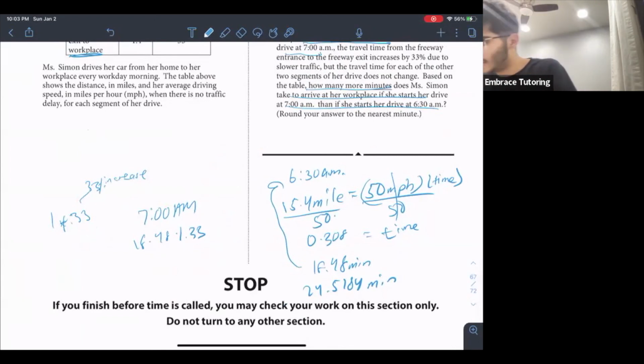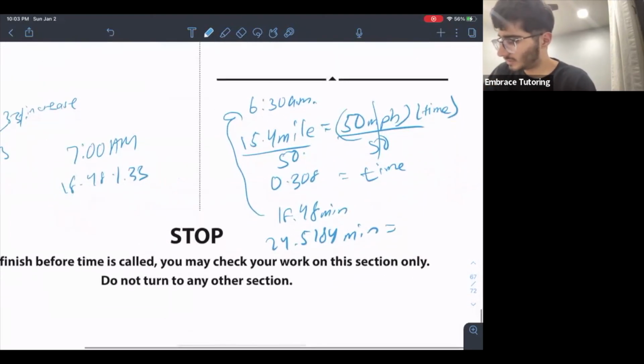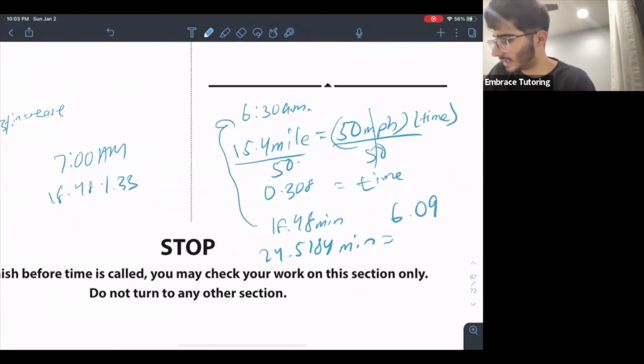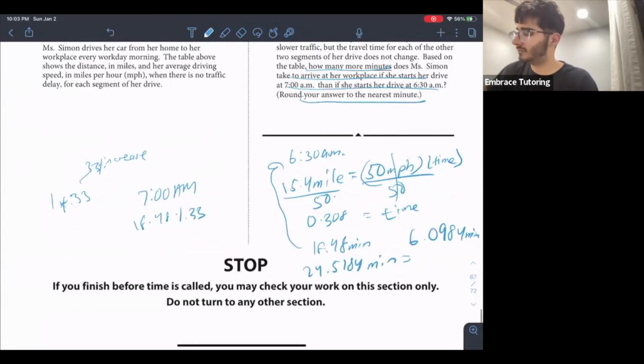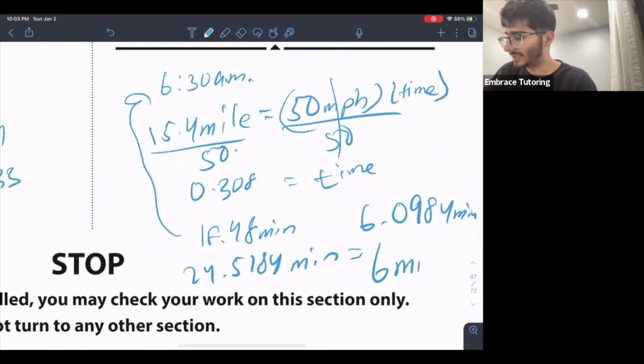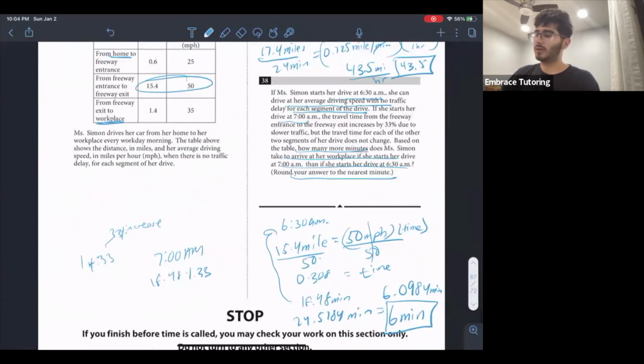And then it's asking, based on the table, how many more minutes does Miss Simon take to arrive at her workplace if she starts her drive at 7 a.m., which would take more time than if she starts her drive at 6:30 a.m. So you would subtract the two: 24.5784 minus 18.48 to get a total of 6.0984 minutes. And since it's asking to round your answer to the nearest minute, it would be 6 minutes. And that is your answer for question 38, and that's how you solve it.